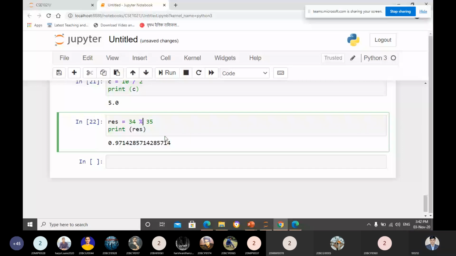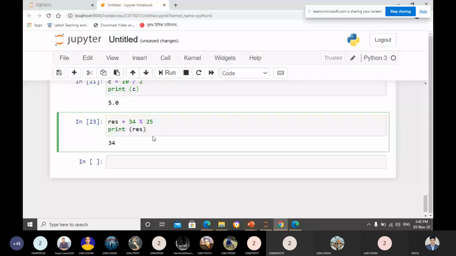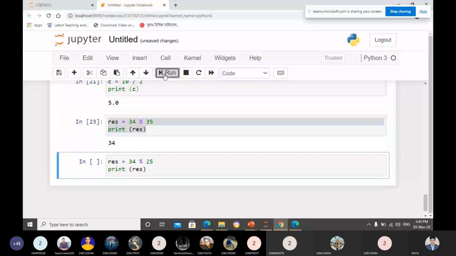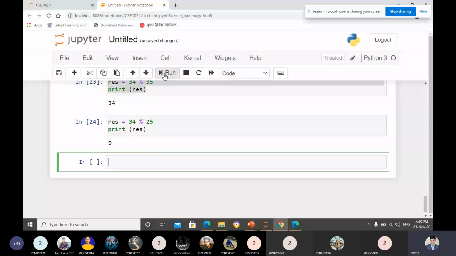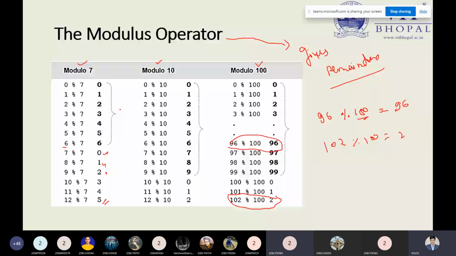Now suppose I have 34 modulo 25. What would be the result? Now tell me. 9. Okay, let me check once again as per your answer. 9. Now is it clear to all? Yes, sir. So no doubt about the operator. Can I move to my next concept or next part?